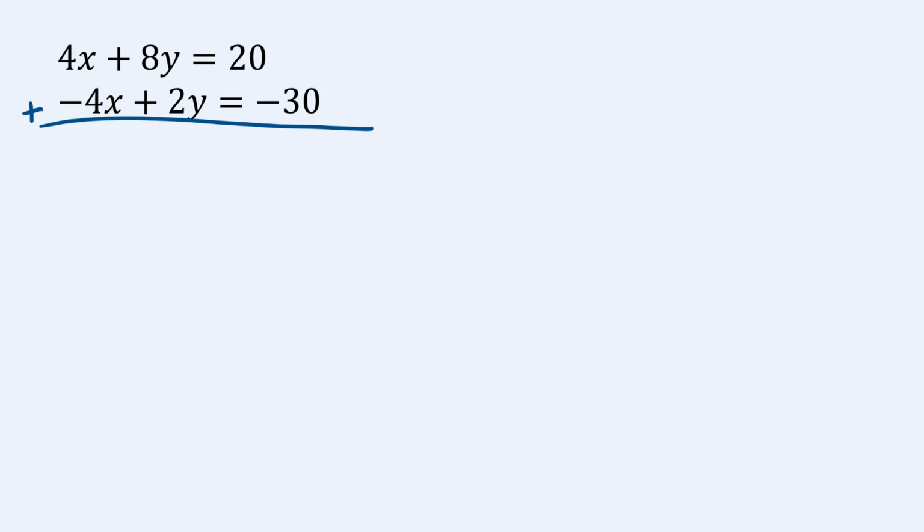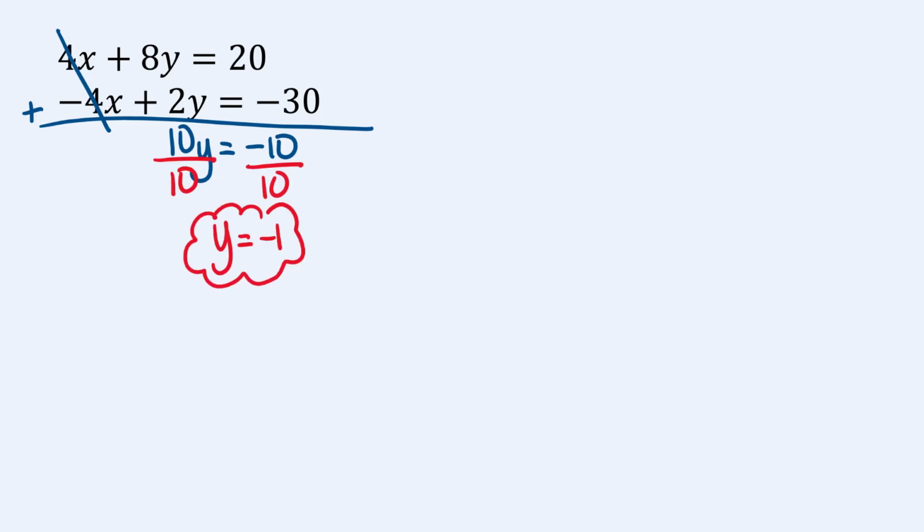Positive 4x, negative 4x gives me 0. They eliminate. 8y and 2y give me 10y equals 20 plus negative 30 is negative 10. Divide both sides by 10. We get that y equals negative 1.